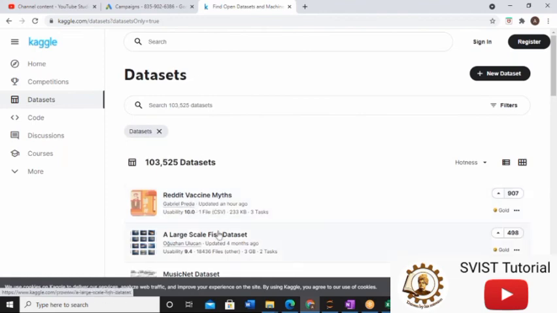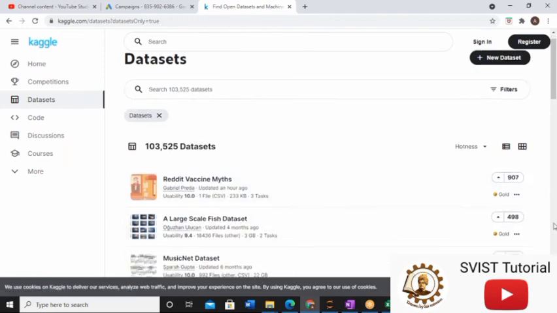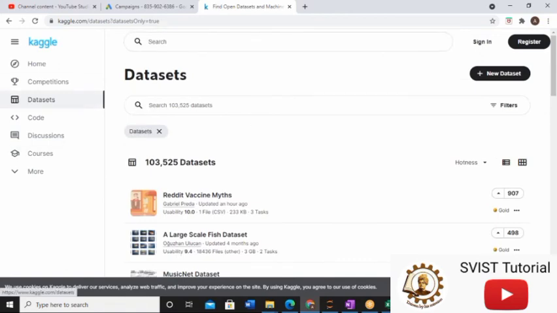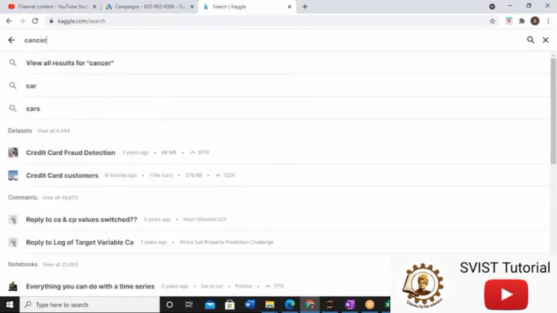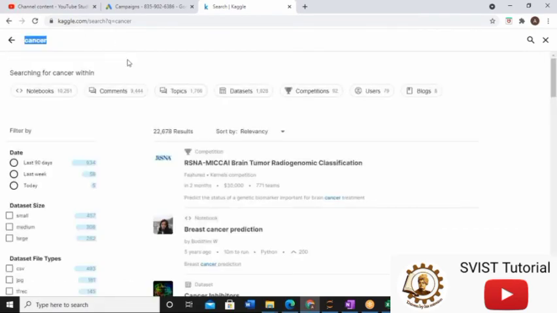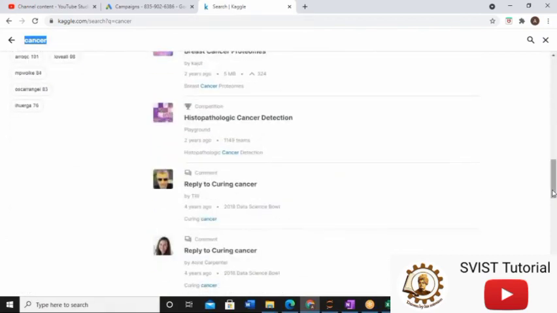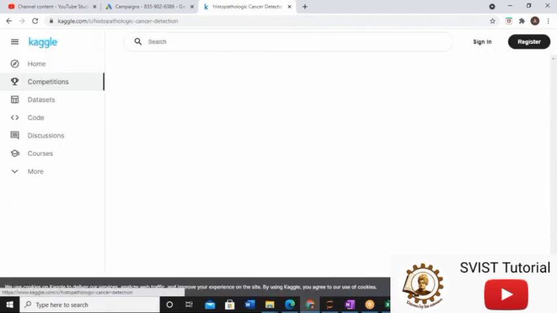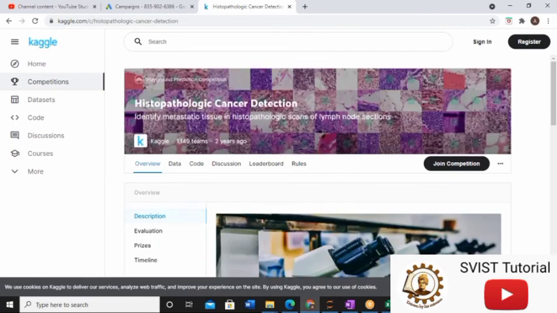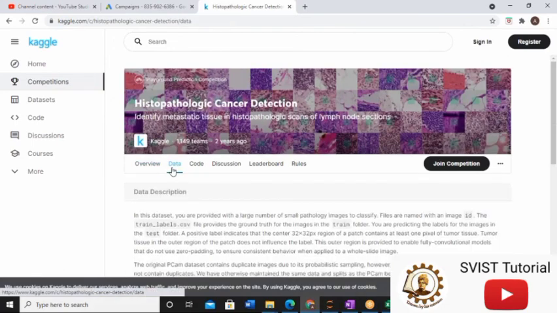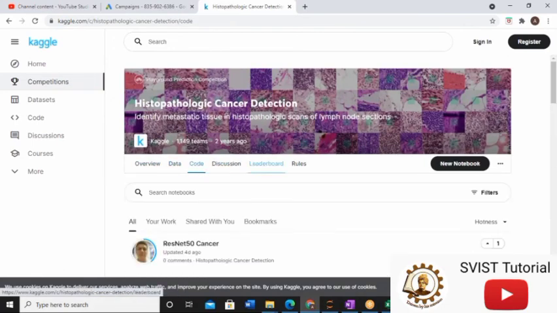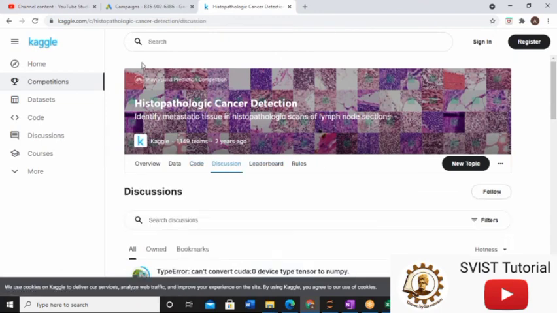Vaccine myths, large scale fish data set, anything what you need. Any kind of data set, medical data set, cancer data set, anything. They are actually fetching data from UCI machine learning. So everything is there. You can go and fetch the data set and check the code. Data is there, code is there, some discussions are also there. Go and check this site. It is Kaggle. Make a note.